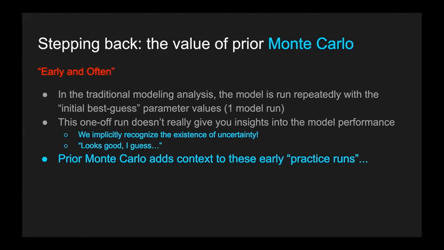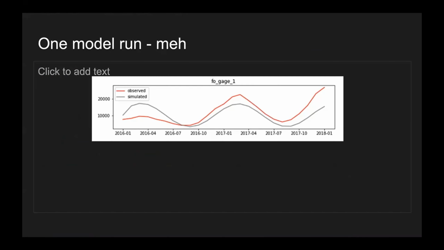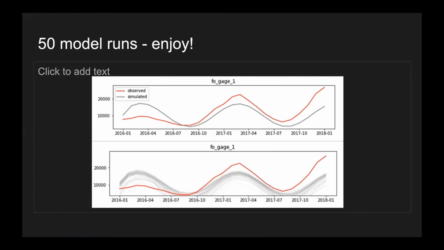But prior-based Monte Carlo, running the model just a few tens of times, can bring an incredible amount of context and diagnostic power to bear early in the modeling analysis. So here's our single run again. It's sort of meh, but now we run the model 50 times, and suddenly we have a much clearer picture of what the model is and isn't doing well. On the top, it looks like it's doing fine, but now in the context of these 50 realizations, we see it's doing fine at some times, not so well at other times.